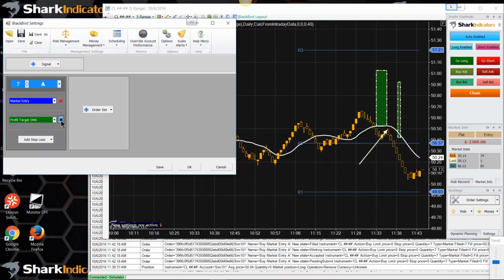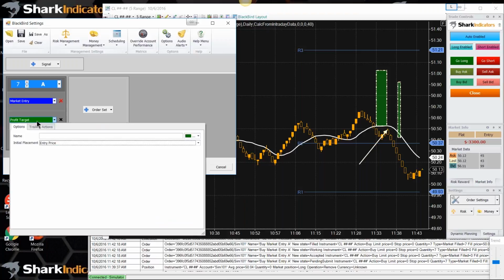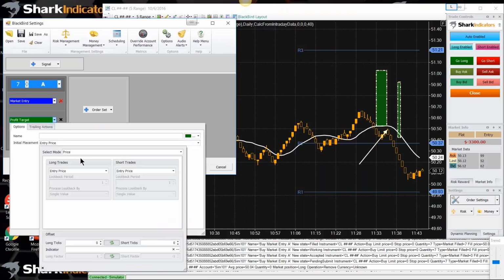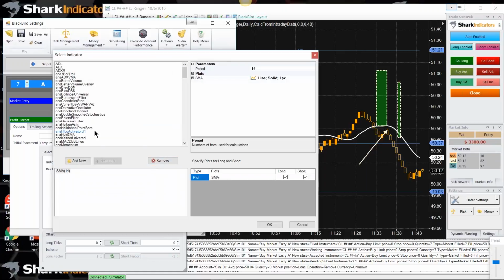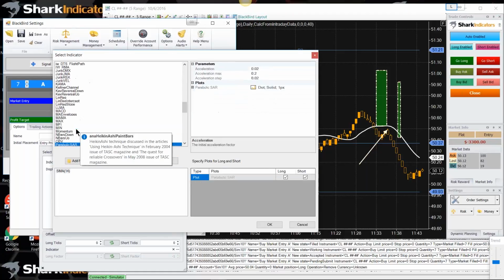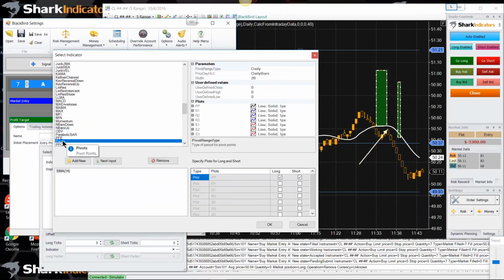So if we go in here, so what I can do, I'll just cancel this profit target. I'll just go and select custom again, open it up, and we'll set an indicator value, and I'll open up our indicator window, and we'll go find the pivots indicator. All right, there's our pivots indicator.